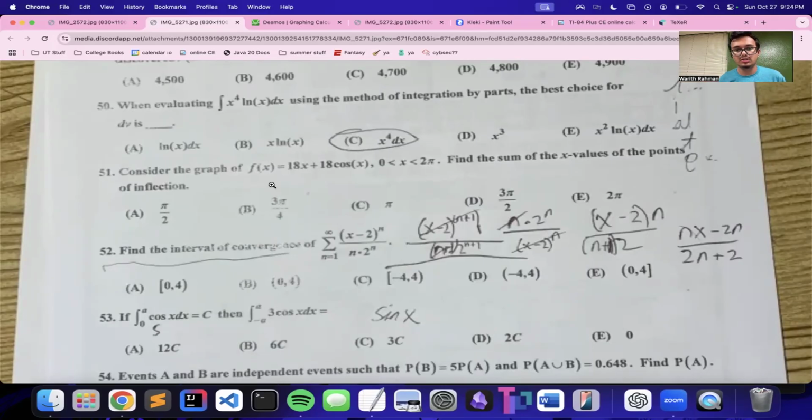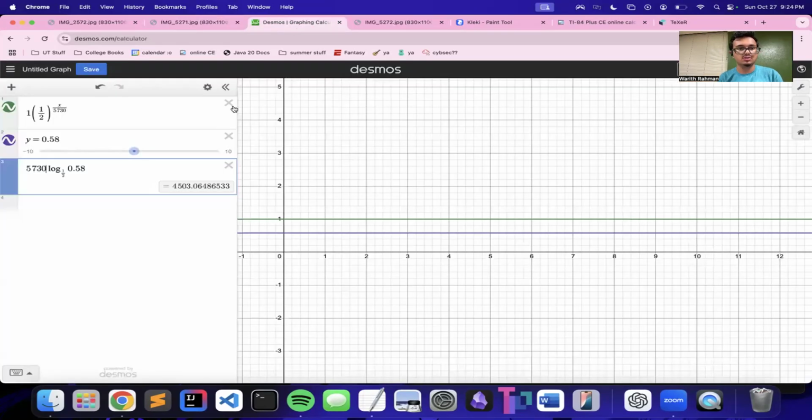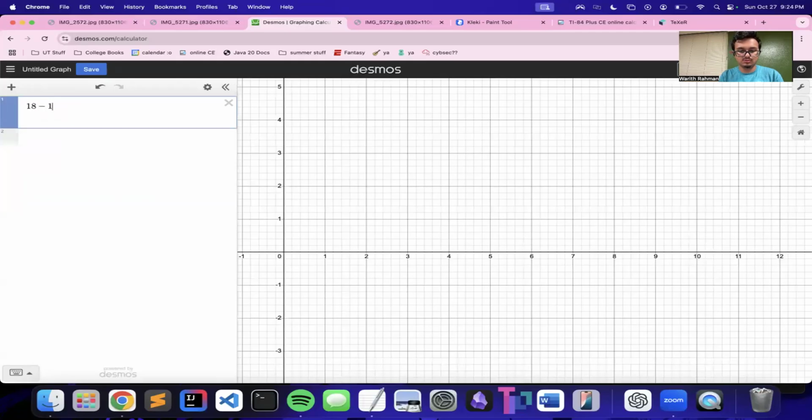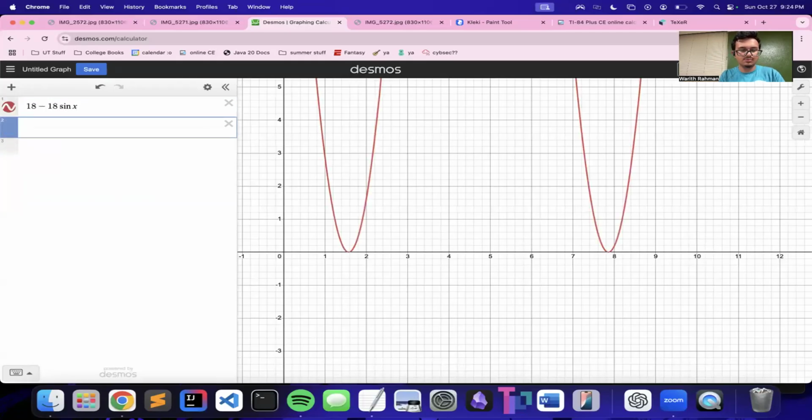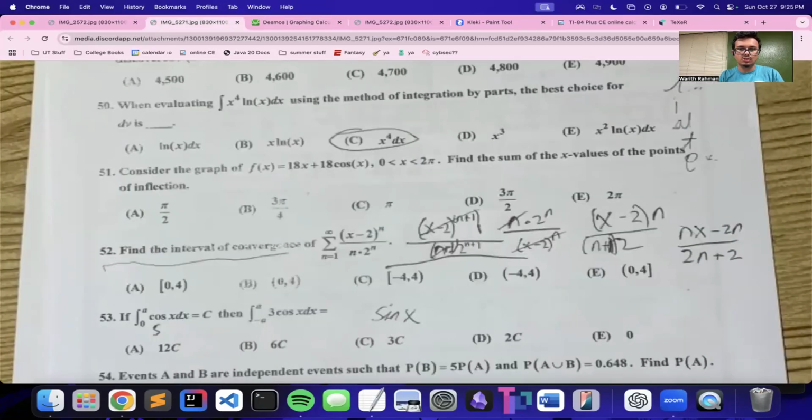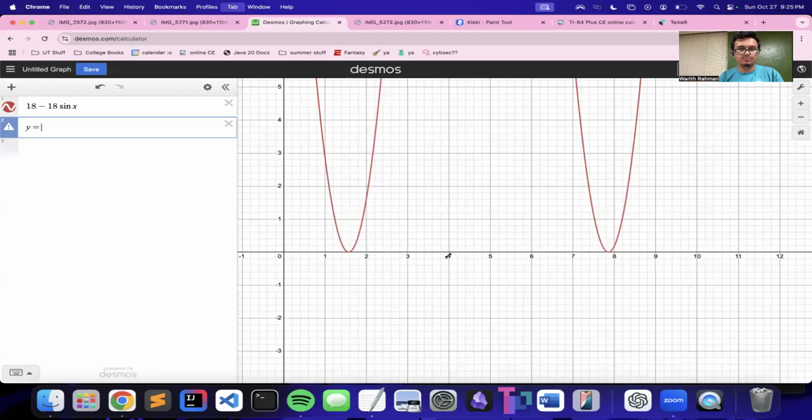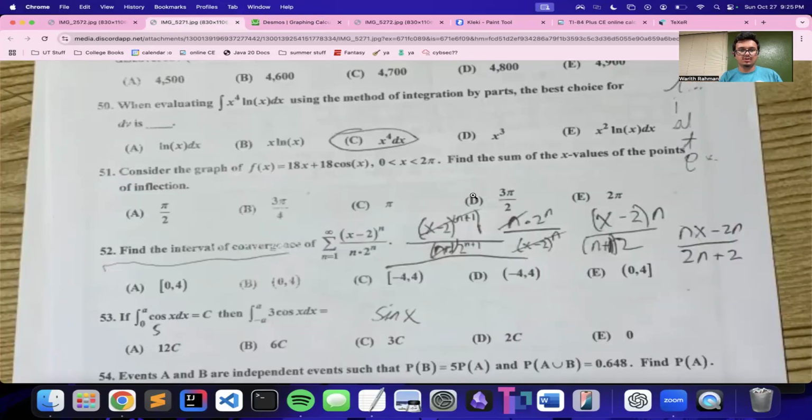So if we differentiate this, we get 18 minus 18 sine theta. So our function is going to look like this, and it's going to be on the range. How does this all look? So we want to find the derivative, 18.